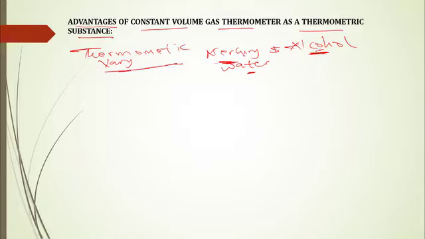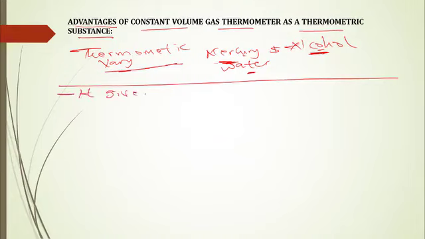At this point, let's talk about the constant volume gas thermometer as used in a thermometer as a thermometric substance. So what are the advantages of using a constant volume gas thermometer? The first one is that it gives more accurate measurements of temperature than any other thermometer.